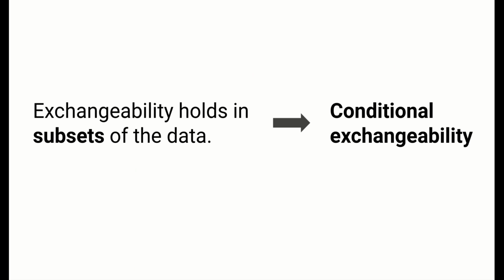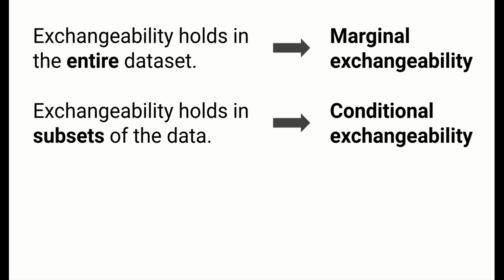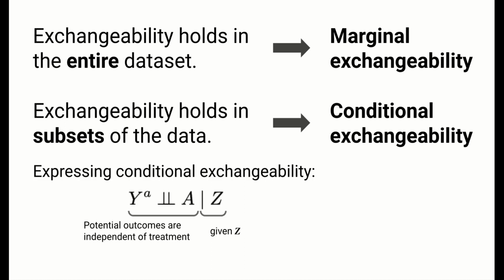When exchangeability holds within subsets of the data, this is known as conditional exchangeability. The exchangeability that we discussed earlier in the full dataset is known as marginal exchangeability. When we express conditional exchangeability, we use the notation shown here. This can be read as the potential outcomes and treatment are independent given Z. This means that if we look at all subsets of the data defined by the values of Z, exchangeability holds in those subsets.